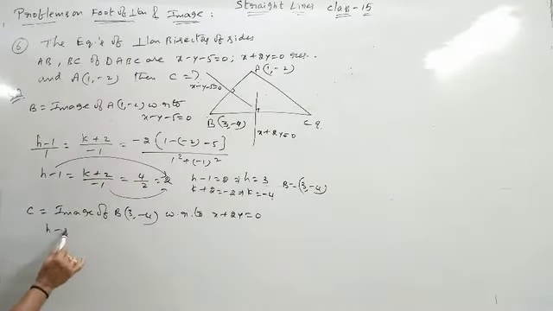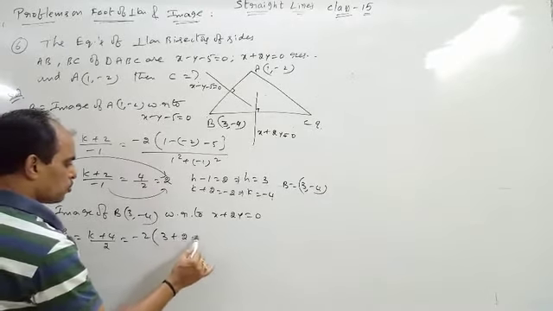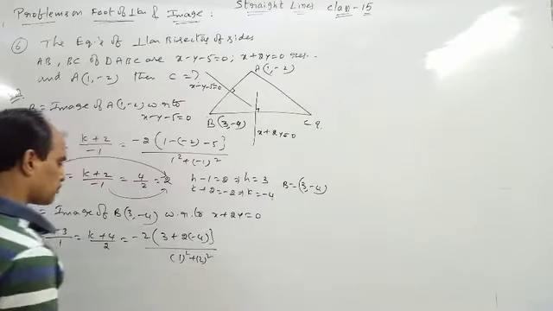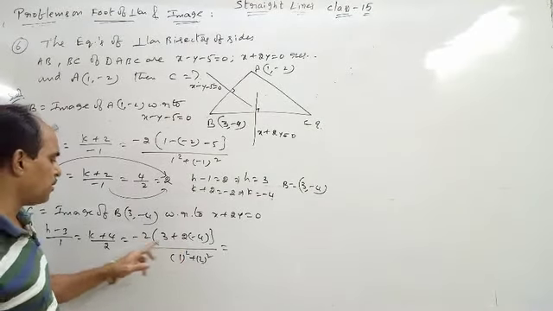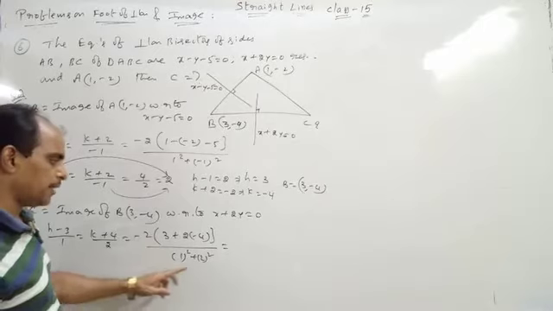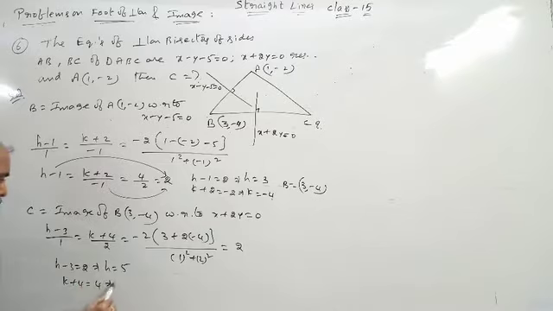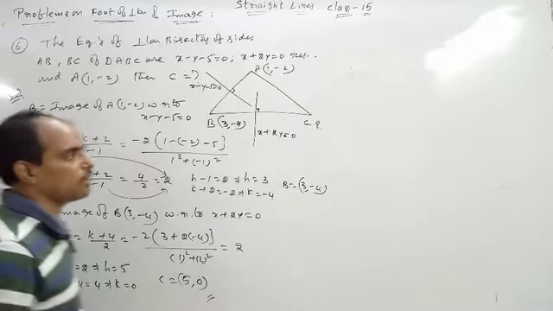Now h minus 3 by 1 is equal to k plus 4 by 2 is equal to minus 2 of 3 plus 2 into minus 4 by 1 square plus 2 square. That is equal to 3 minus 8, minus 5, minus 5 into minus 2, 10. 10 by 5 that is equal to 2. So h minus 3 is equal to 2, which implies h is equal to 5. K plus 4 is equal to 2 into 2, 4. Now k is equal to 0. Now the coordinates of C is 5 comma 0.